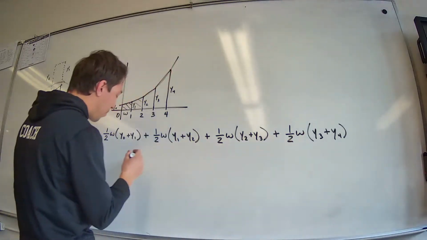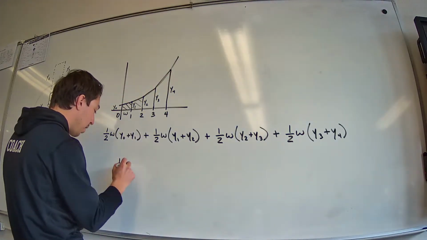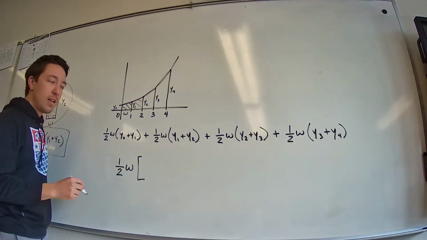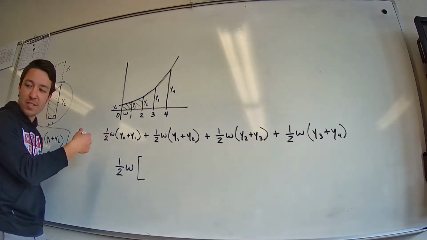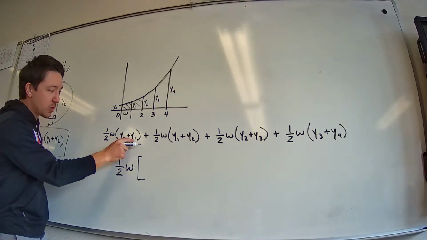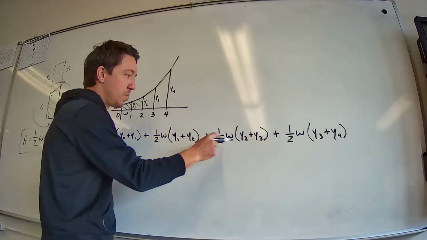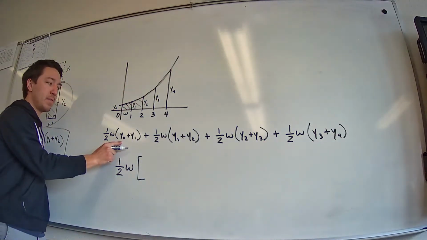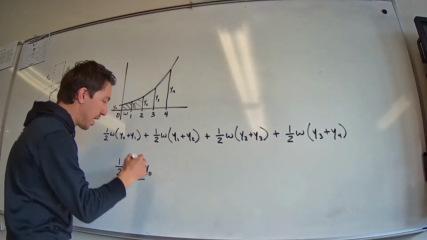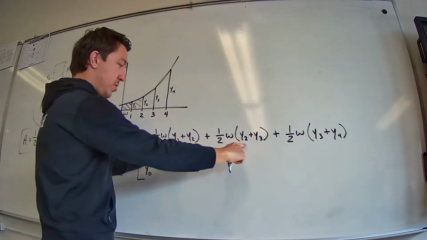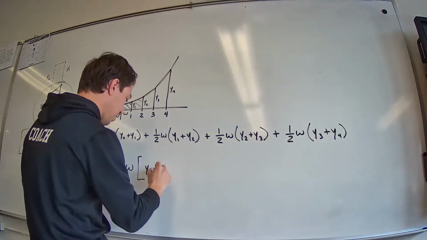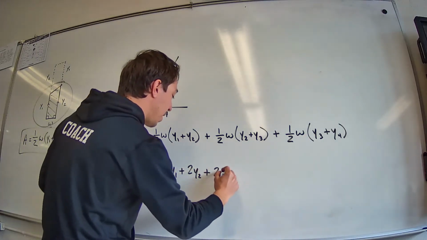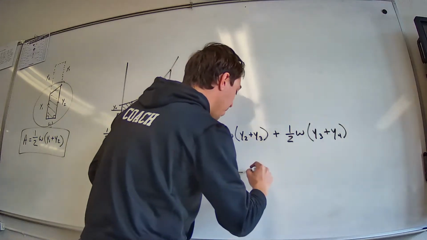Factor out, all 4 of these terms have a 1/2 W. 1/2 W, it's factored out then. Now, when I factor that out, look what's left over. I'd have y0 plus y1 plus y1 plus y2 plus y2 plus y3 plus y3 plus y4. So how many y0s did I have? One. Just one. But everything else, two. So there's 2 y1s, there's 2 y2s, and there's 2 y3s, and then there's only a single y4.